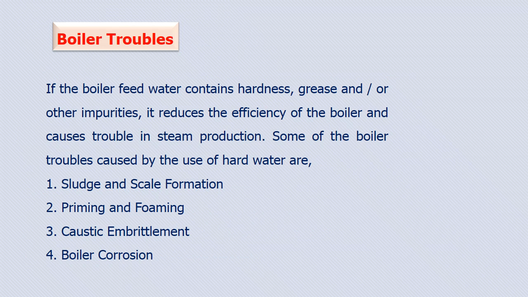If the water which we are using in boilers does not meet the need, then what are the troubles caused in the boilers? It causes four major troubles in boilers. First is sludge and scale formation in the boilers. Then priming and foaming in the boilers, leading to caustic embrittlement of the boiler parts, and also boiler corrosion in the boiler parts.